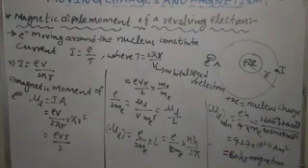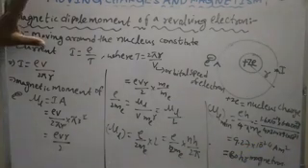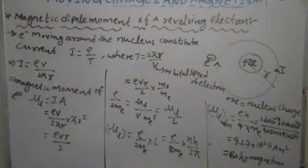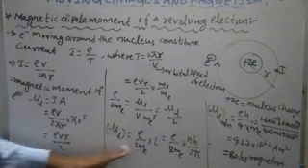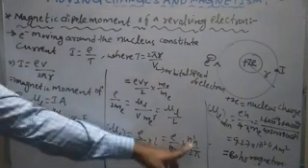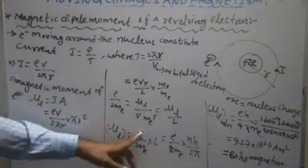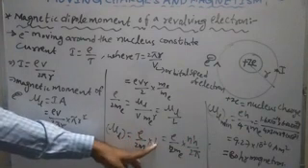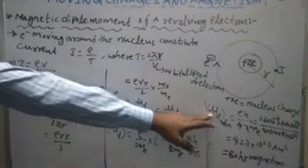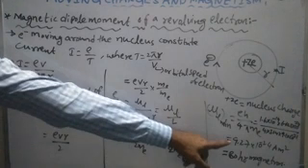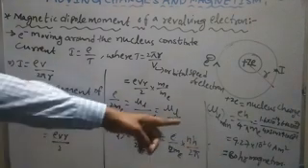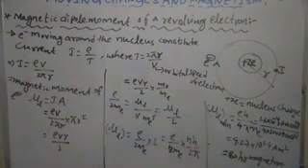I hope you understood the magnetic dipole moment of the revolving electron. What are the expressions for the magnetic dipole moment of the revolving electron? eVR by 2, or e by 2Me into nh by 2 pi, or e by 2Me into angular momentum. The minimum angular momentum gives the Bohr magneton. How much is its value? 9.27 × 10^-24 ampere meter square.